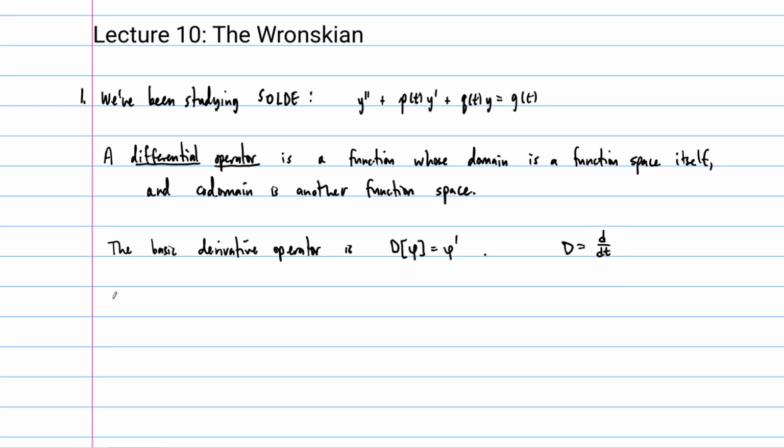All right, so what we want to do, to save us writing here, is define a differential operator that will give us the left-hand side of our differential equation. So we define an operator as follows. We'll call it L. L is going to be equal to D squared plus p of t, some function p of t, times D, plus some function q of t times I.